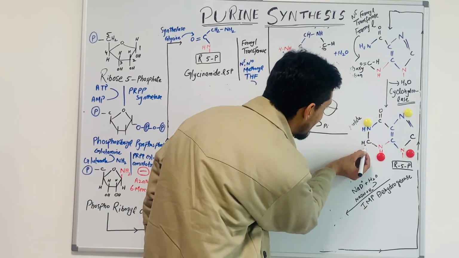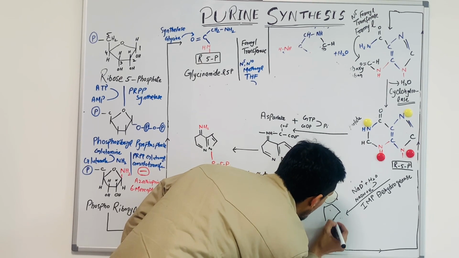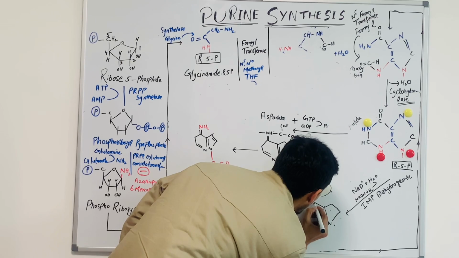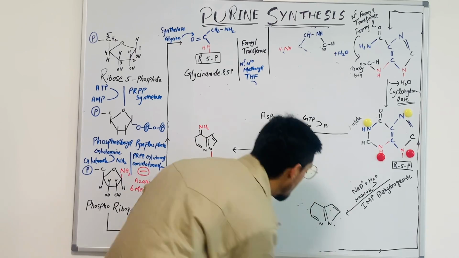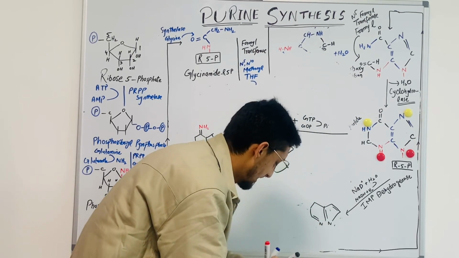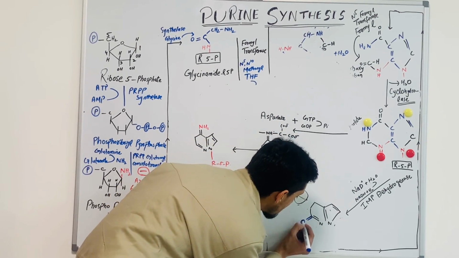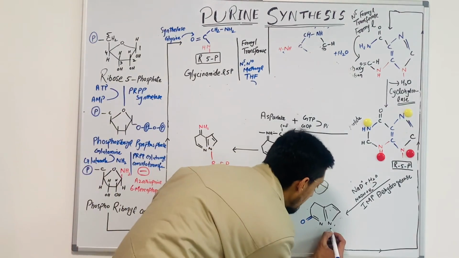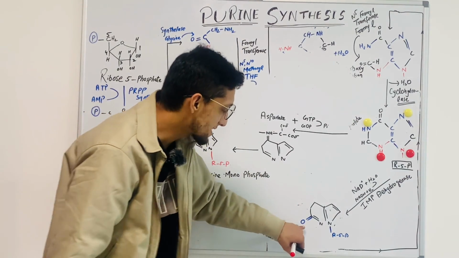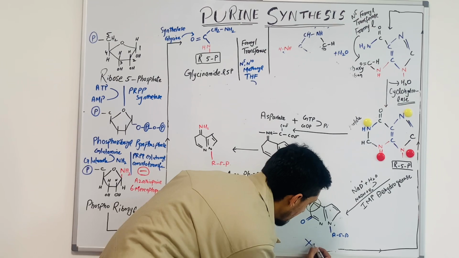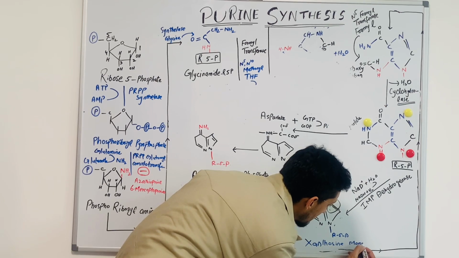To this compound at this end, there will be a nitrogen double bond, here another nitrogen double bond, and this is another double bond. So what will happen at this end? Oxygen will be attached here. Now this, and to this nitrogen, this is R5P. Now you can see that oxygen has been added to this place, and now this compound has become xanthosine monophosphate. Keep it in mind, xanthosine monophosphate.